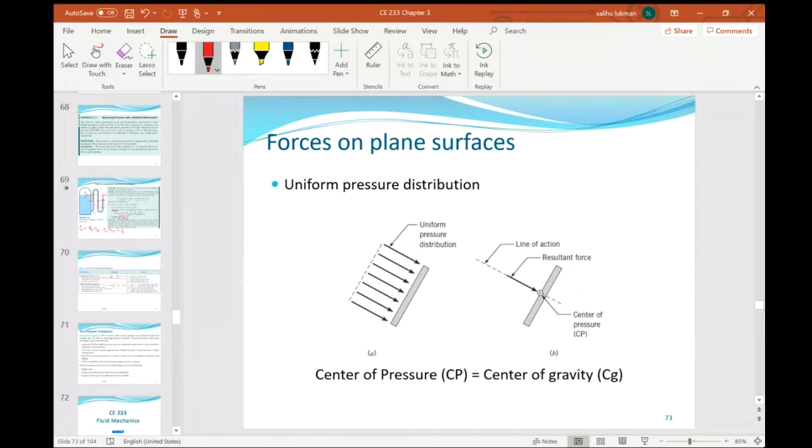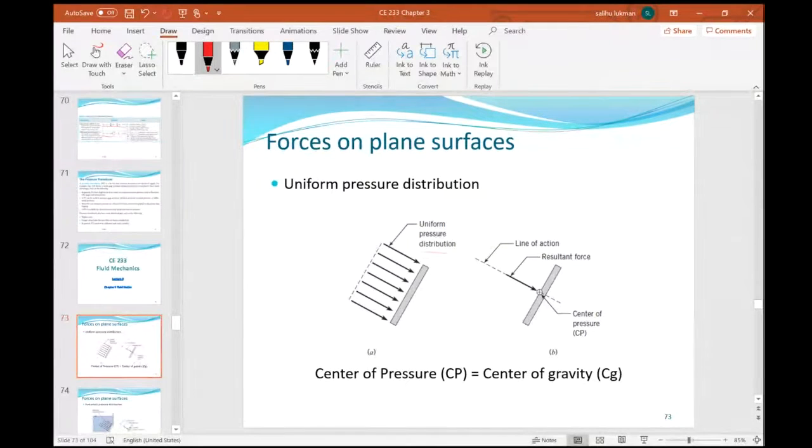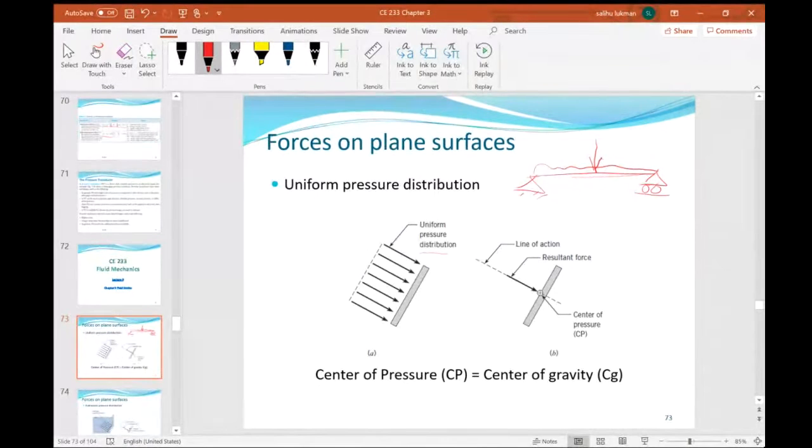Here you have a uniform pressure distribution acting on this plane surface, which, from your knowledge of statics, can be simplified into a resultant force. You remember the uniformly distributed load, UDL, in statics. When a beam is supported by a roller and a hinge and you have a UDL, this can be transformed into just a resultant force. This is omega, in kilonewton per meter, and the span is L, so you change it into a point load by multiplying, omega L. When you multiply by the length, you have the resultant force acting.